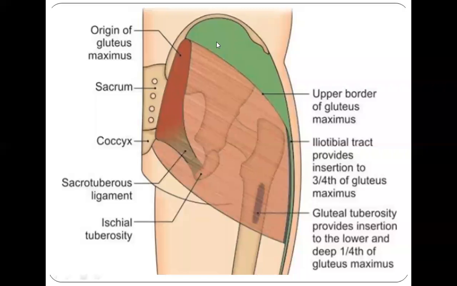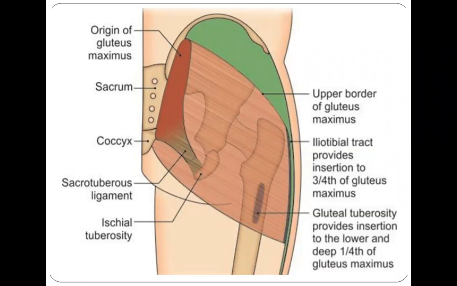Gluteus maximus also has a wide origin apart from the gluteal surface of the ilium. It also takes origin from the iliac crest, dorsal segment, from the dorsal surface of the sacrum and coccyx, from the sacrotuberous ligament, and also up here from the thoracolumbar fascia. Insertion of gluteus maximus, you can see in this diagram. Three-fourths of its fibers get inserted into the iliotibial tract, and one-fourth get inserted into the gluteal tuberosity of the femur.